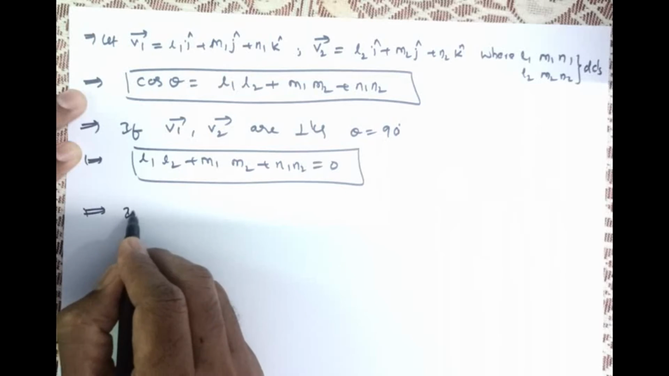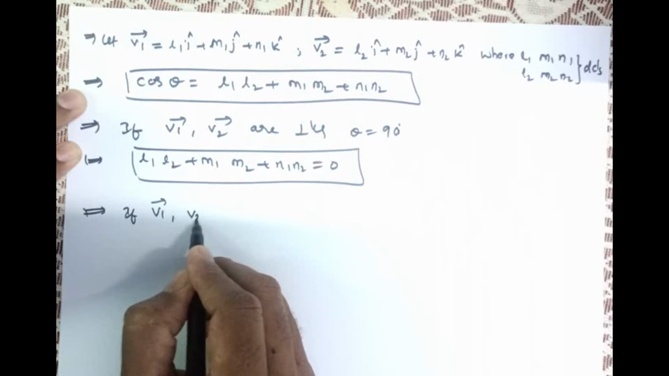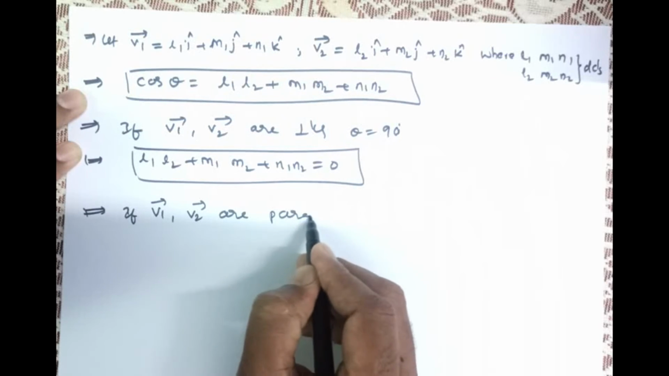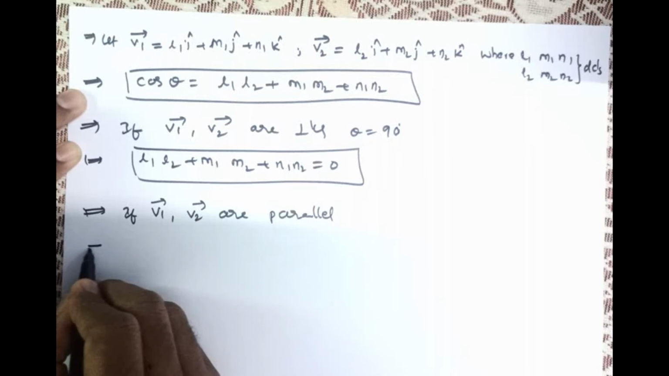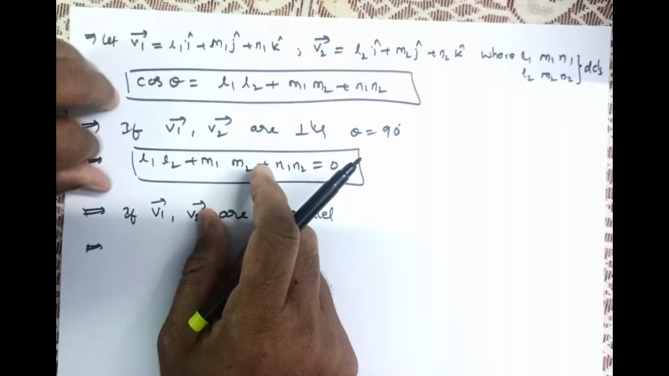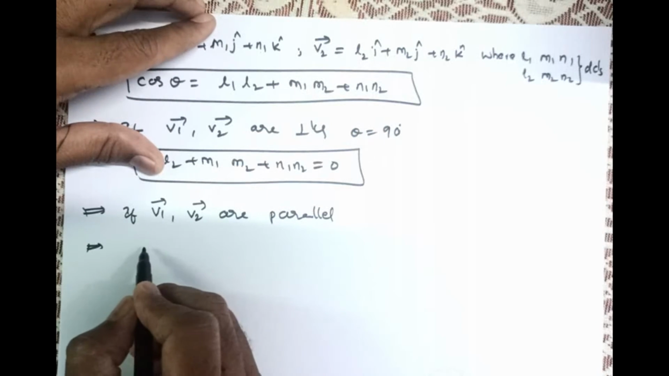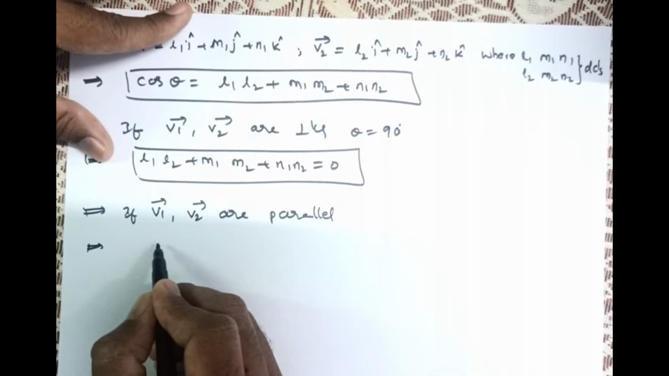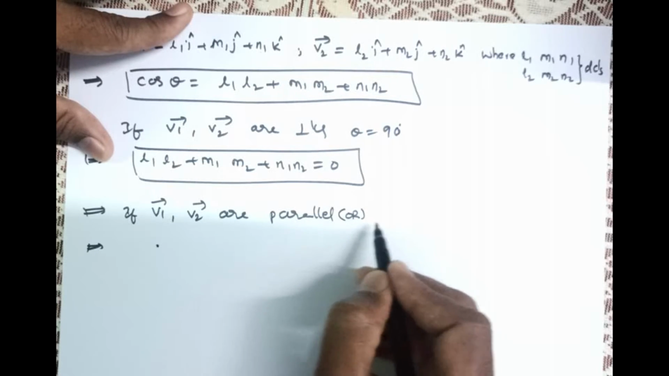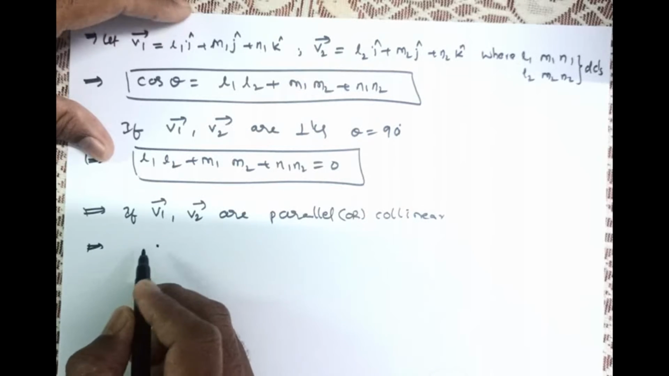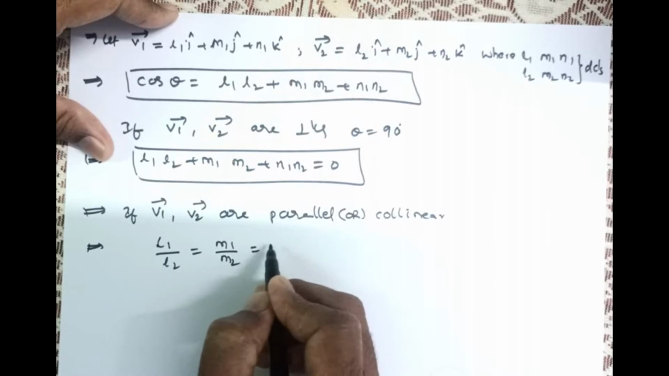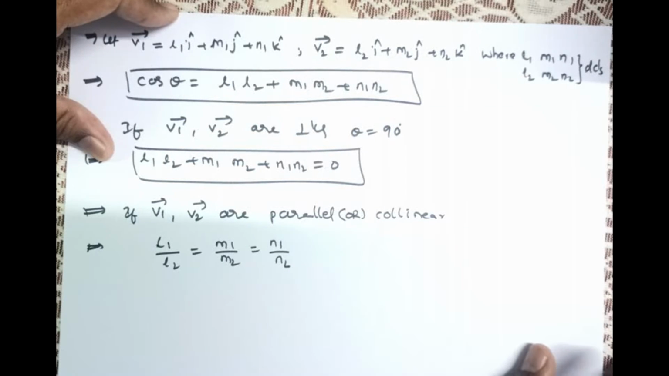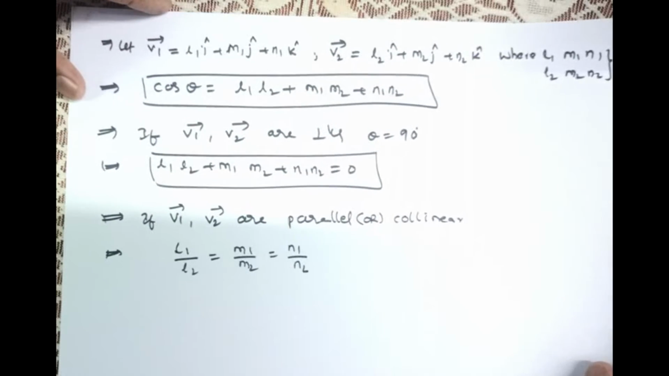And if V1 bar and V2 bar are parallel or collinear, then the condition is obtained by comparing the i, j, k coefficients: L1 by L2 is equal to M1 by M2 is equal to N1 by N2. Now we'll discuss direction ratio.